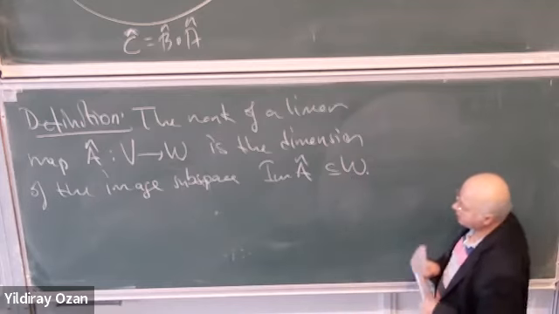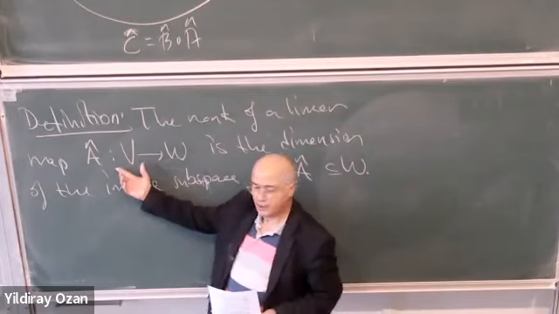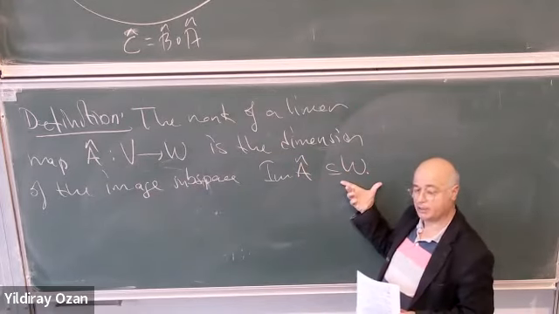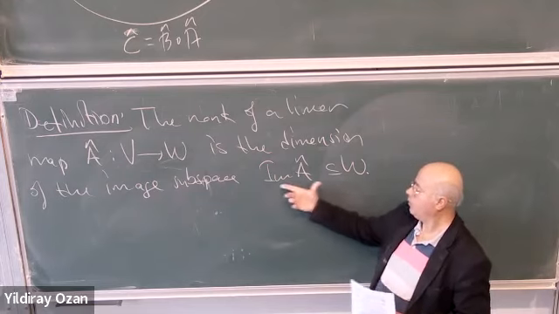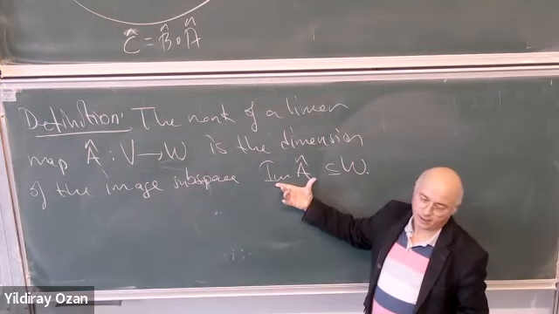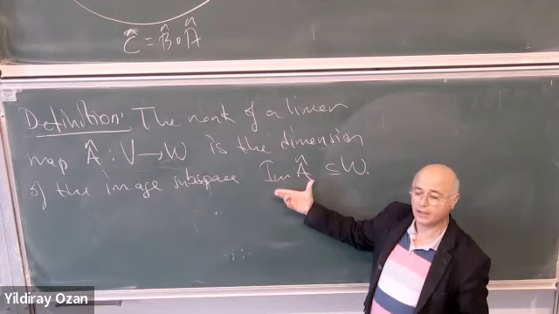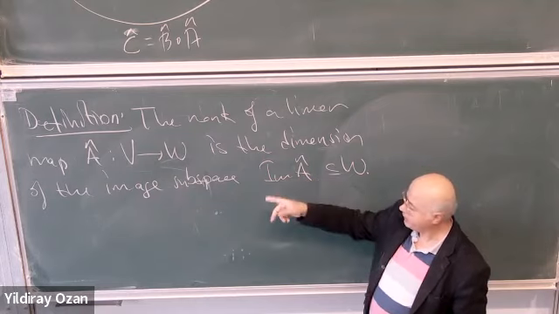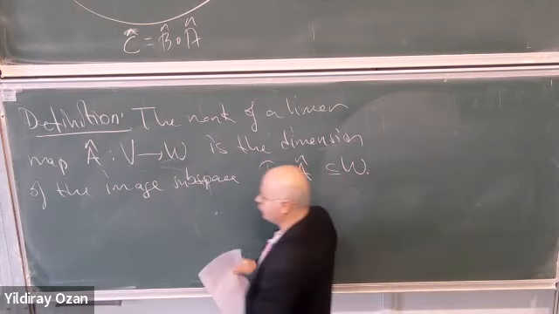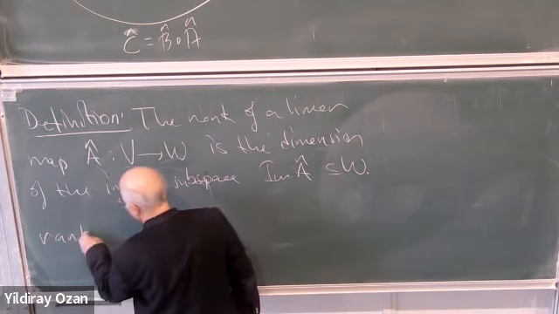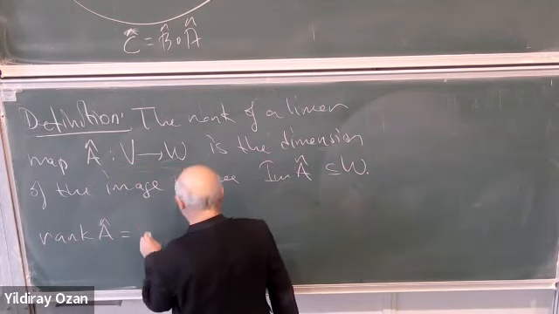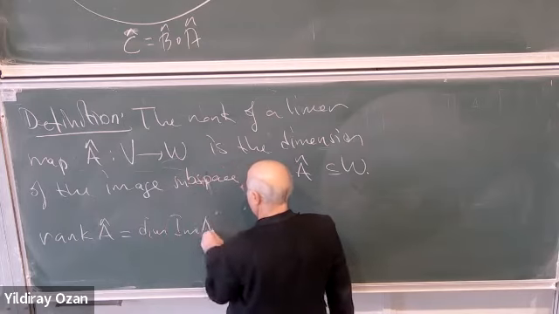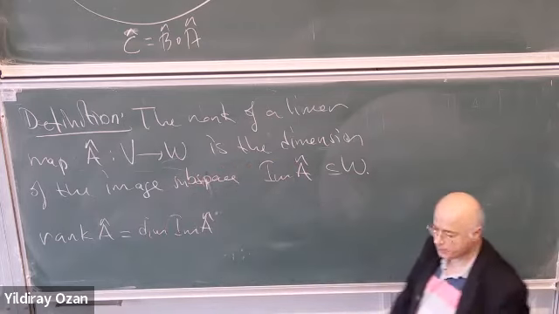So what is the rank? You look at the image of this linear operator. We know that it is a subspace in W, but a subspace is another vector space, and we would like to know what the dimension of this vector space is. That is the rank of A hat. So the rank of A hat is just the dimension of the image subspace. Tamam mı?